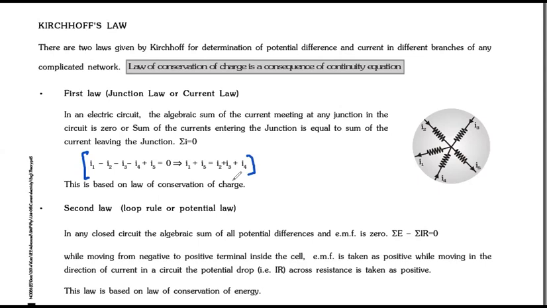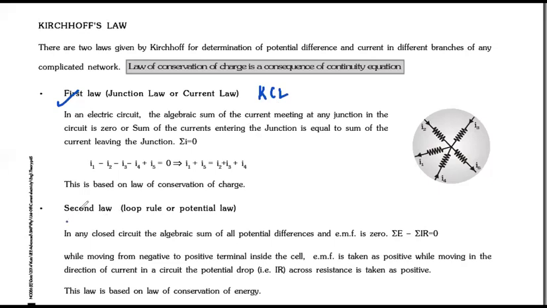Now, it totally depends on convention, right? You can consider the current entering the junction as positive and the current leaving the junction as negative, or you can consider current leaving the junction as positive and current entering the junction as negative. So this is totally your convention. This is the first law, which is KCL or Kirchhoff's current law.